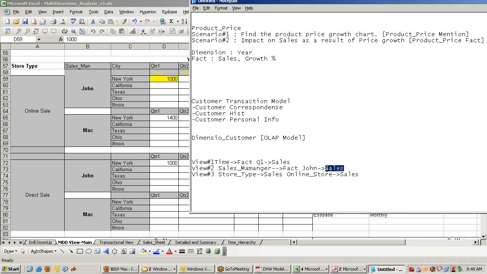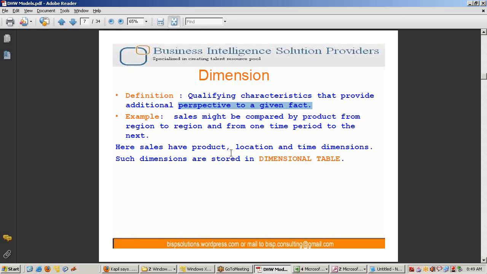Now if you see each intersection, the fact remains same. Fact is same, whereas only the view is getting changed. Dimension is getting changed. Here it is time, here is sales manager, here it is store. The fact is same, but we are looking at the same fact from various intersections. That's what it says. Provide additional perspective to a given fact. All the dimensions are stored in a table called dimension table.